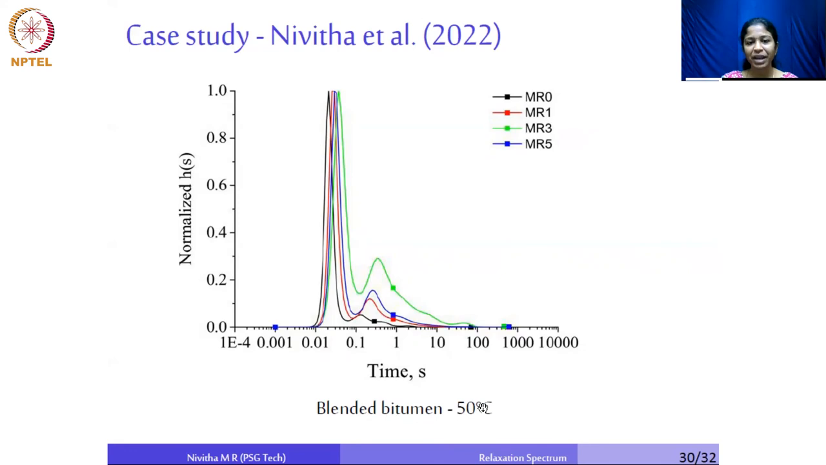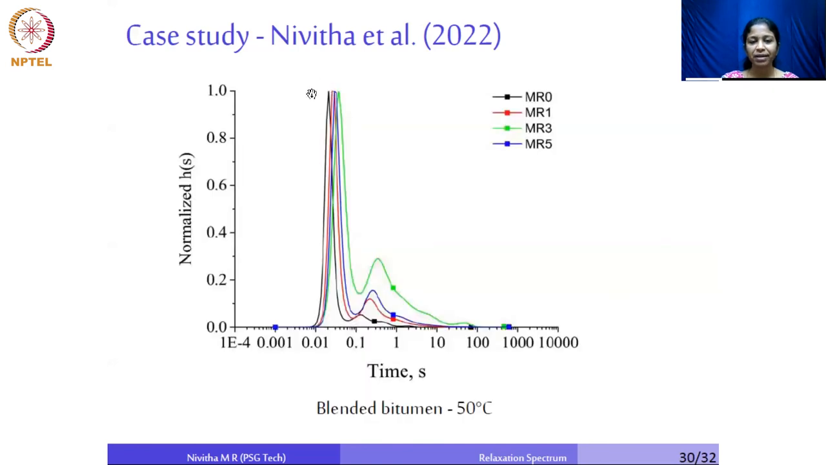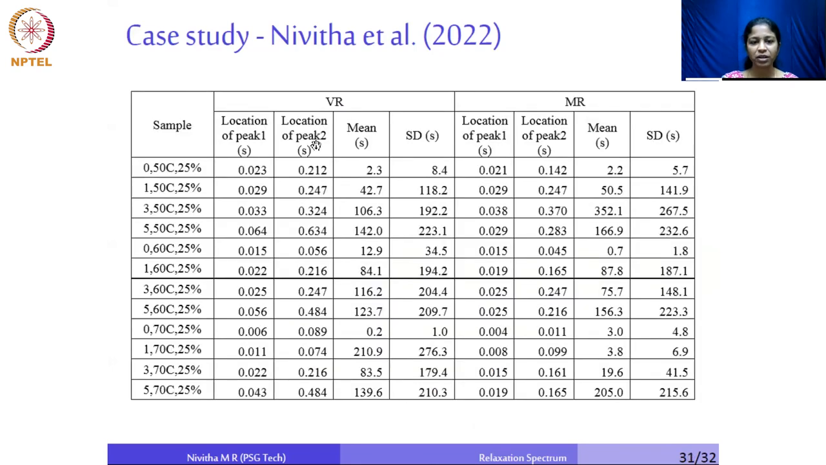Similarly, we have the results for blended bitumen at 50 degrees Celsius. So here you can see the 0%, 1%, and you can see the 3% is here, whereas the 5% is behaving differently. Right? So the effect of dosage is not the same on both the base binders as we had explained before. Then we had computed certain parameters from the relaxation spectrum. One is the location of the peak.